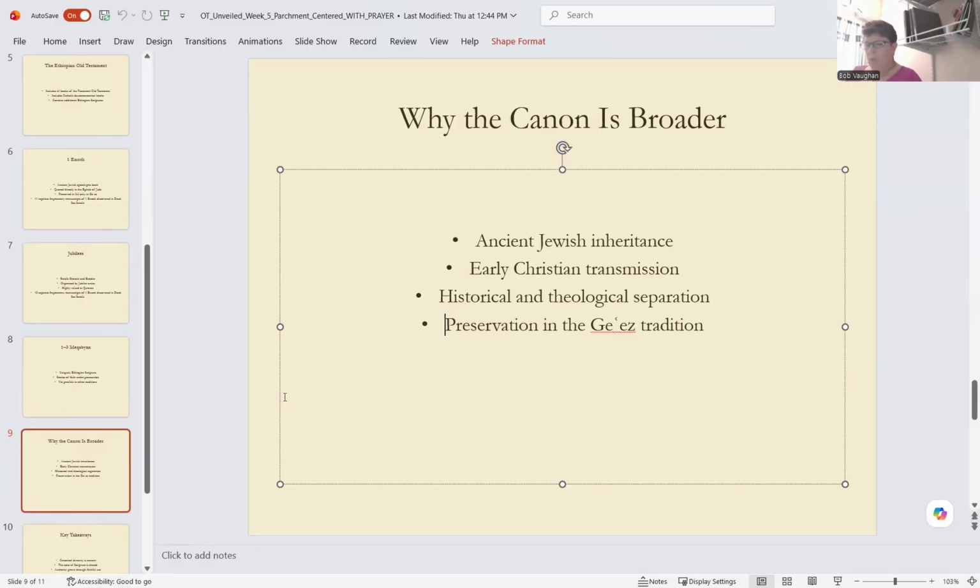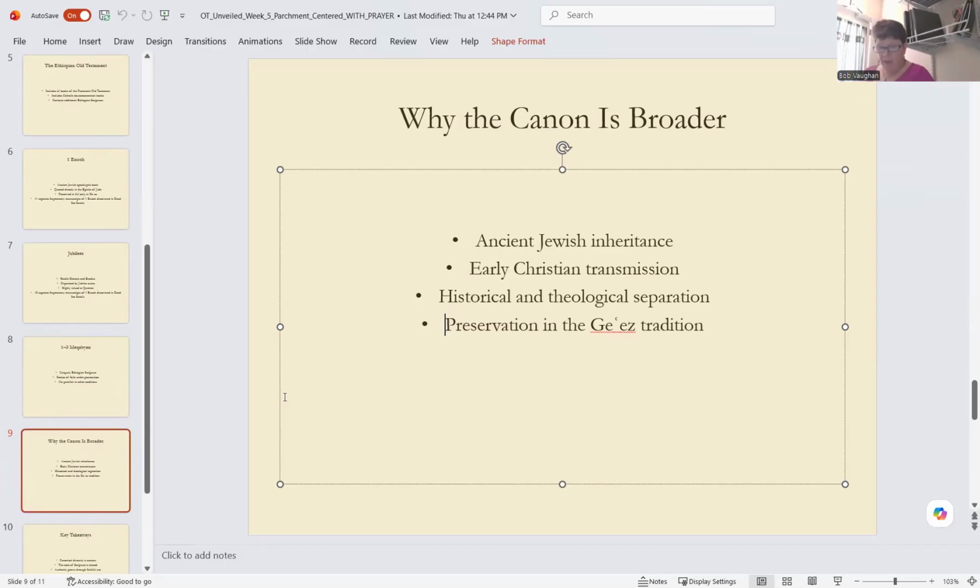So the takeaway is that the Ethiopian Old Testament is its own body of work. It's not just the Catholic Bible with some extra things tacked on. It's a tradition that grew independently of the Western Church. It drew from ancient sources and preserved texts that the rest of the Christian world lost.